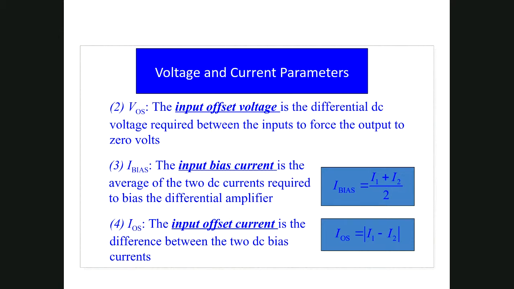Similarly, we want to apply something in the input and get something in the output. But if there is something already present in the output, then after applying input, your output will not be very perfect. So we want to apply some input DC voltage in such a way that your output is 0. Then we apply our actual input so that our output will be perfect. So this voltage that you apply in the input is called the input offset voltage. Is it making sense?